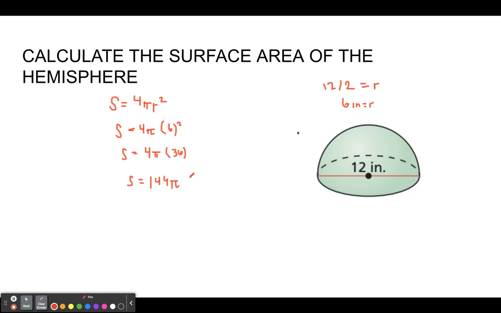Now, if they wanted my exact answer, remember I'd keep it in terms of pi, but we're only talking about half of the sphere. This is for the complete sphere. So I'm going to take this and divide it by 2. And that's going to give me 72 pi inches squared because we're talking about surface area. If I wanted the approximate answer, I'd plug that into my calculator, and that would give me approximately 226.19 inches squared.